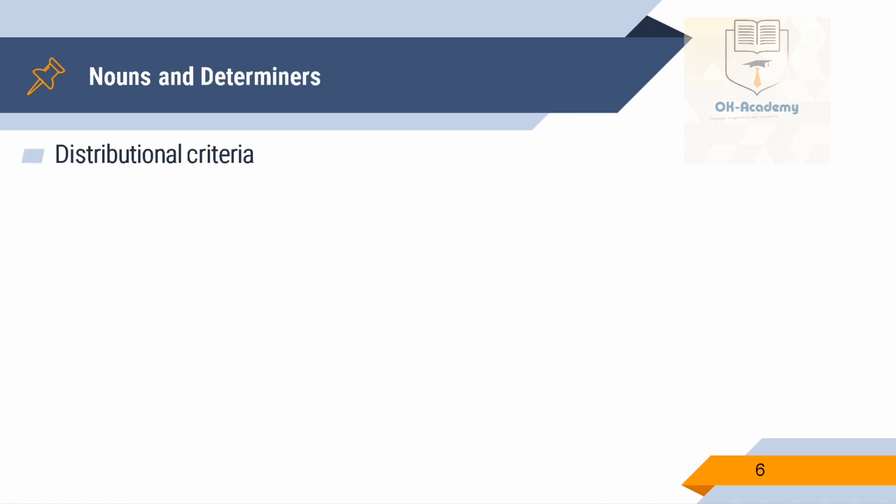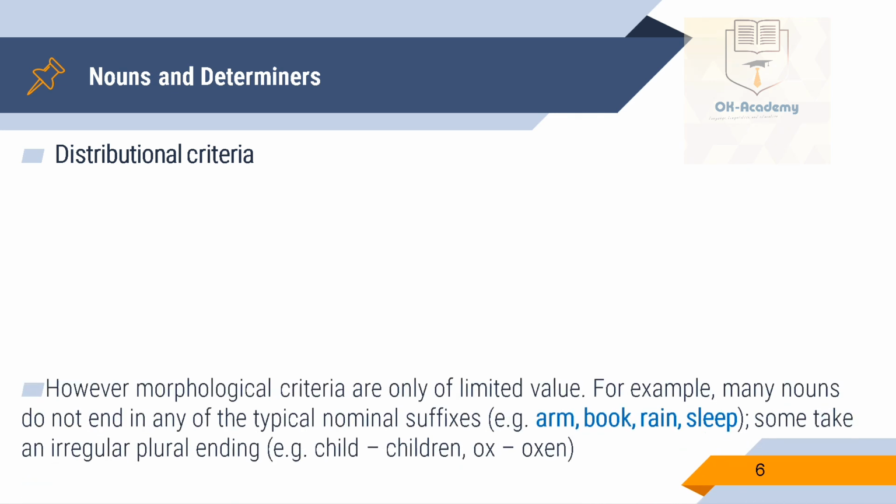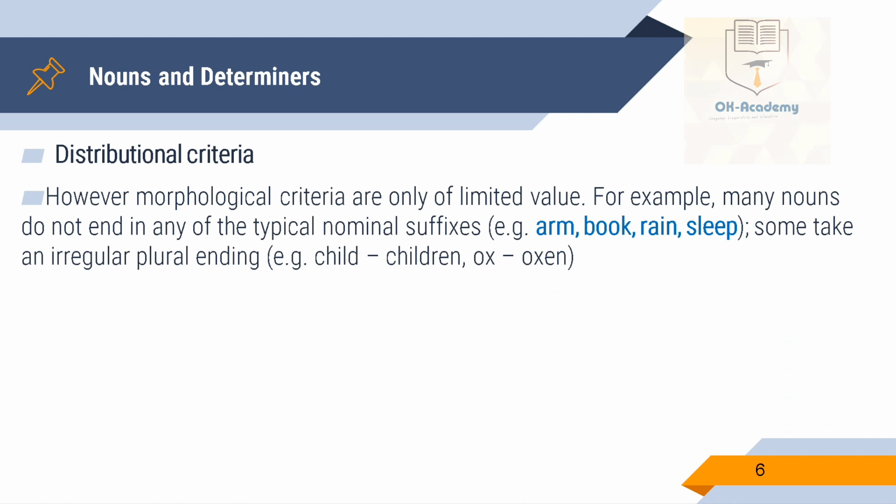And then we have the distributional criteria. What do we mean by distributional? It means recognizing a noun depending on where it occurs in the sentence, depending on the position of the word in the sentence. In order to recognize a noun, the morphological criteria is not enough. Morphological criteria is only of limited value. For example, many nouns do not end in any of the typical nominal suffixes, like arm. Arm does not end with any kind of suffix, but it's still a noun.